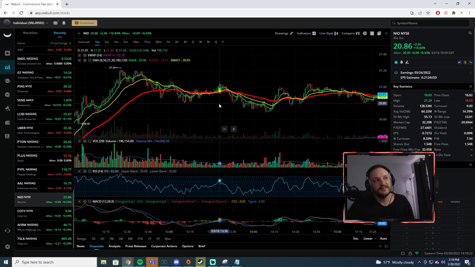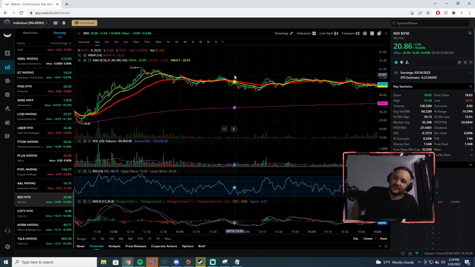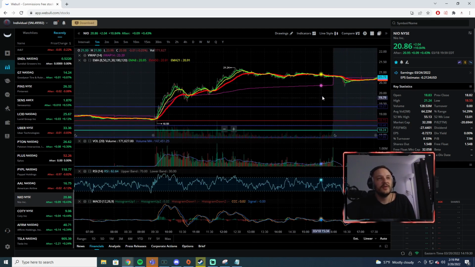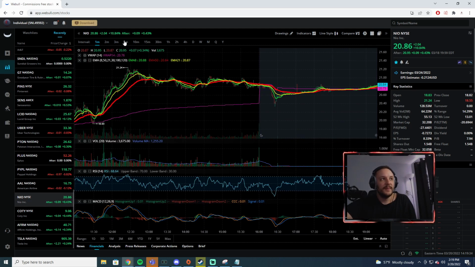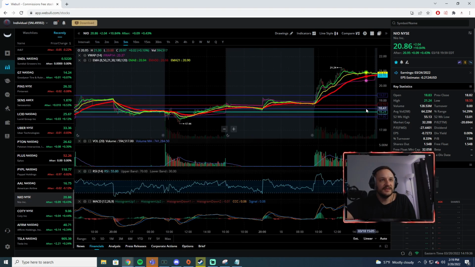Can't think right now. It's still consolidating. There we go. But yeah, we're not going to know where the price is going to break out. It really depends on the market's overall strength. But we'll see a good example here.